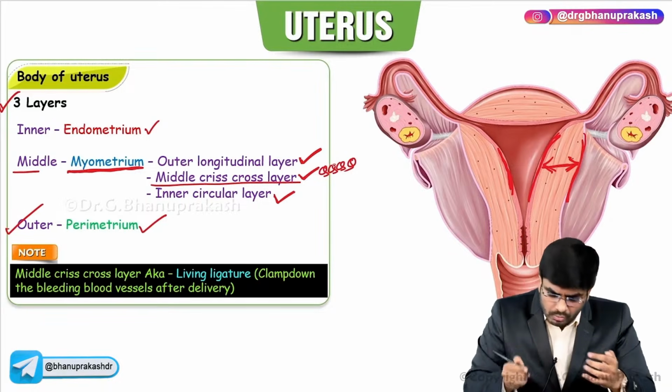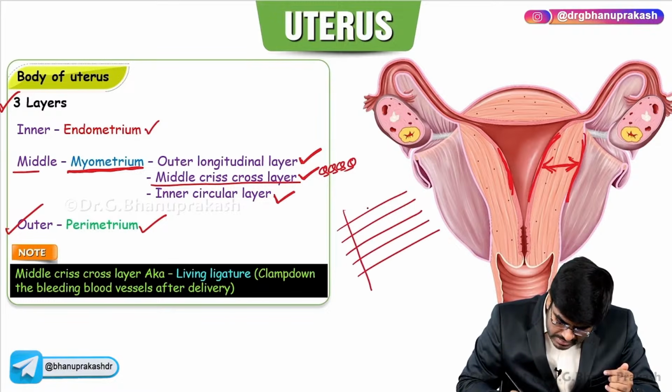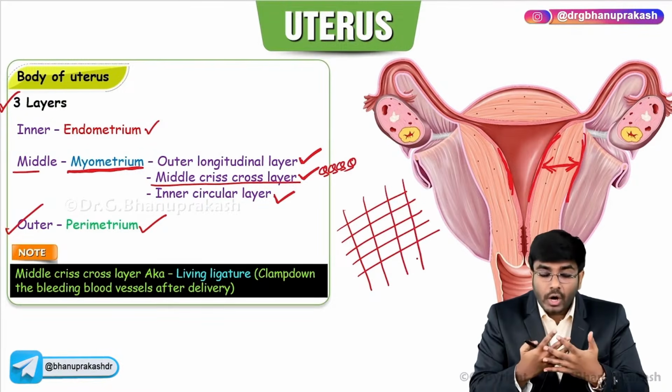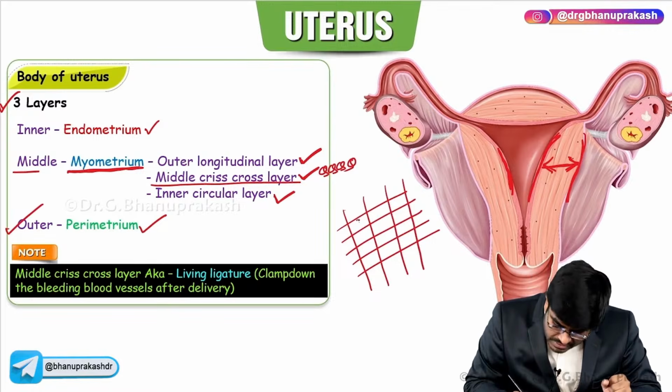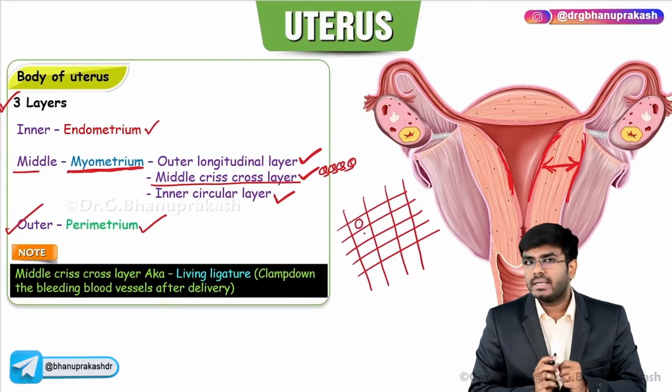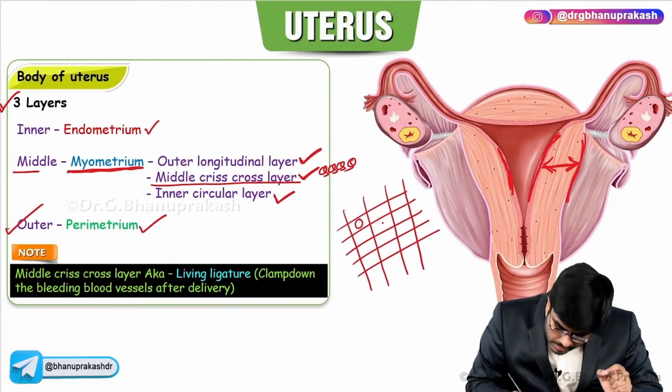Now, please concentrate. If the muscle layers are crisscrossing each other, intersecting each other, something like this, what happens? If they contract, these spaces will become obliterated. Whatever spaces are present over here, they will be obliterated. In these spaces, what will be there? Blood vessels will be passing. So, here are the blood vessels.